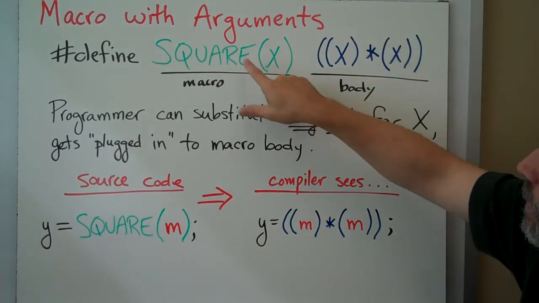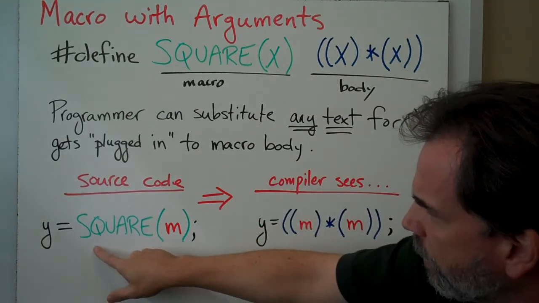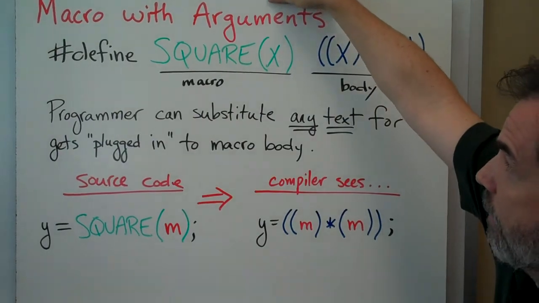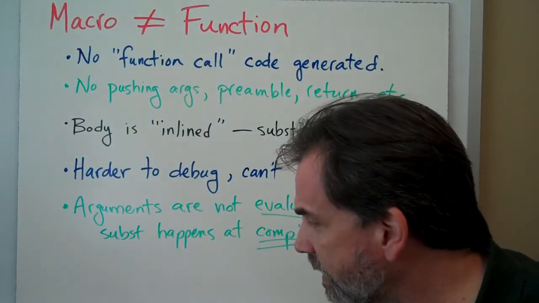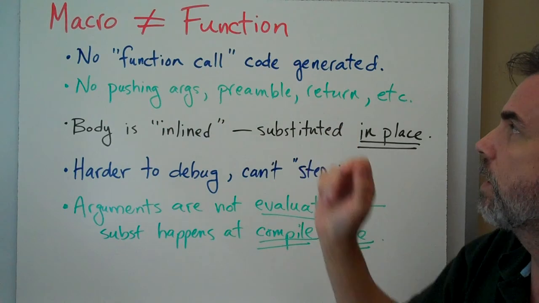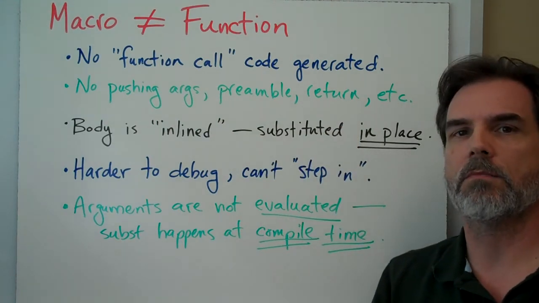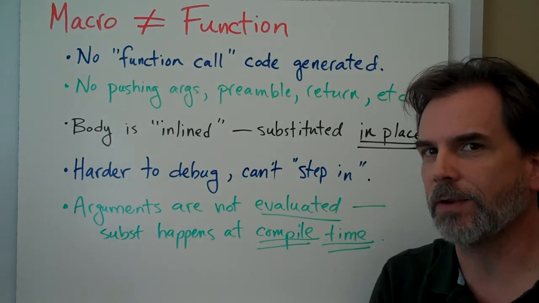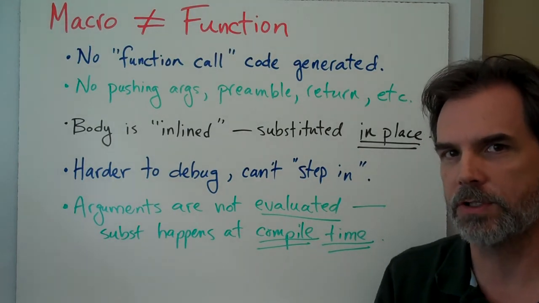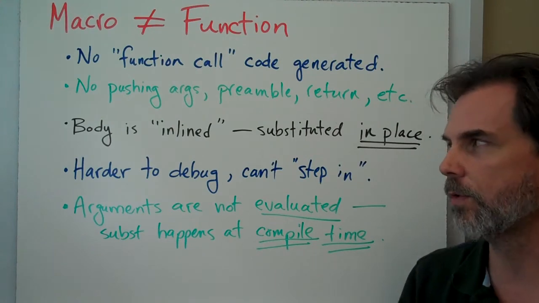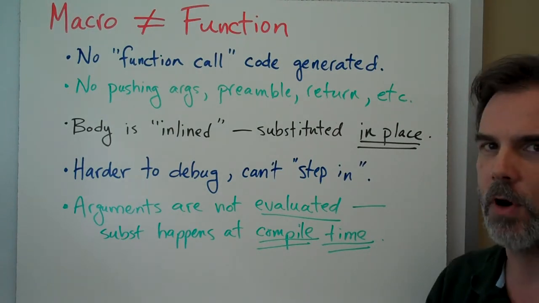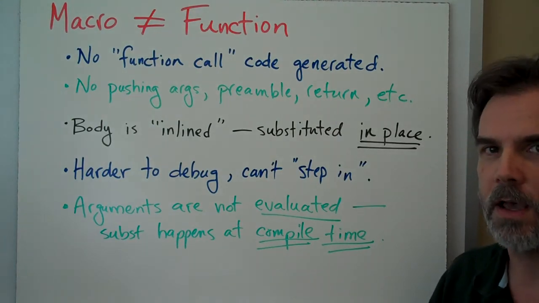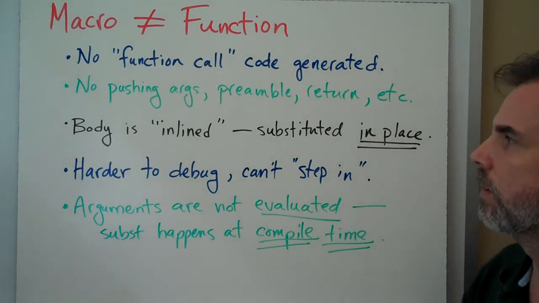Okay, so this thing looks sort of like a function, right? If I see this in code, that looks like a function call. But it's not, because it was defined as a macro and not as a function. So a macro is not a function. There's no function call code that gets generated when you see that in the source code. Why? Because the preprocessor has already replaced that thing that looks like a function call with the inline text. So there's no function call, no pushing of arguments, no preamble code, no return statement.